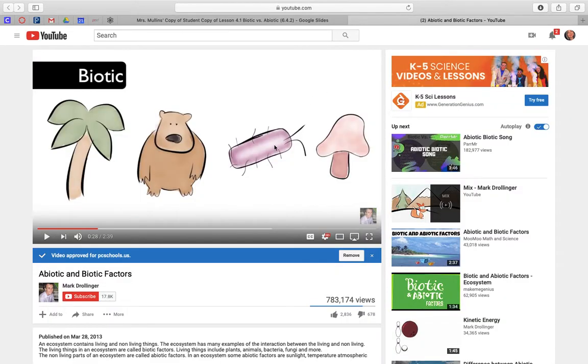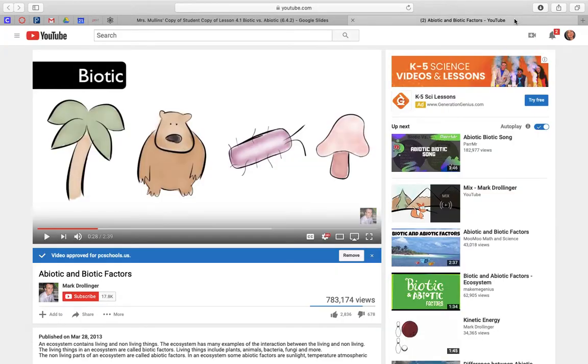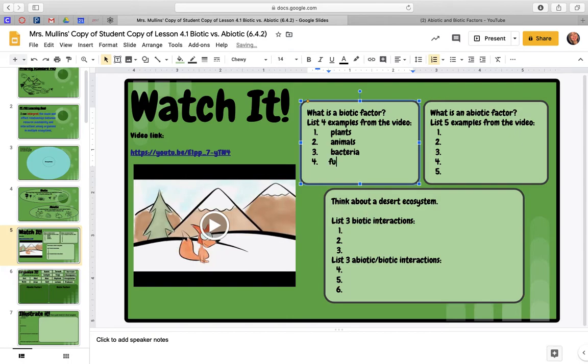We have bacteria. Believe it or not, all those little bacteria that make you sick and give you strep throat and bacterial infections are little living organisms. And then we had fungi, which is like mushrooms. Okay, so those are living or biotic factors.